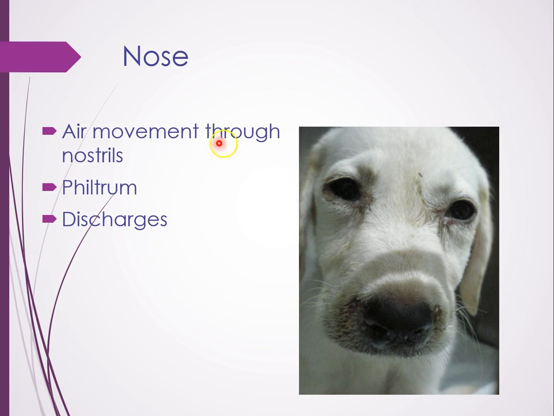So, nose. Basically you see whether both nostrils are working. You look at the philtrum, because usually when you deal with immune-mediated diseases, they always go to this mucocutaneous junction. All right, and of course, if there are any discharges, if your patient is having some sort of upper respiratory infection, like this fella, you can see the yellowish discharge at the nostril area.